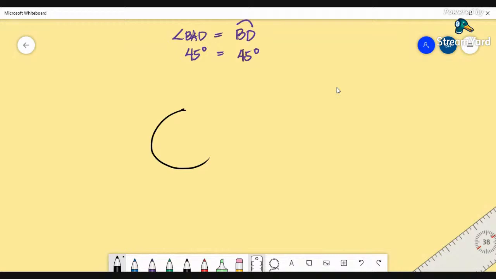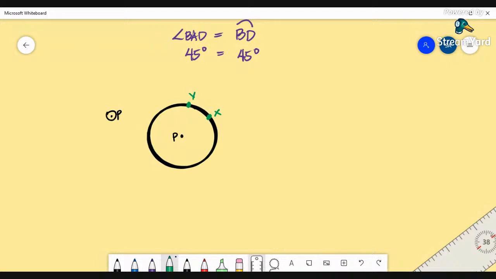And for this circle, we have center P. So, this is your circle P. Circle P has points Y and X. Remember, a circle is a series of points. So, one of those points are point Y and point X.